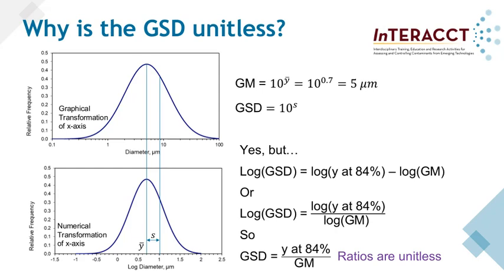Now, due to a convenient property of logs, this subtraction is identical to a division, as shown. And then, because all the terms are logged, they can all be converted back to their natural units, as shown in the lowest equation. And there we can see that a ratio is formed for which units cancel each other, and therefore the geometric standard deviation is unitless.